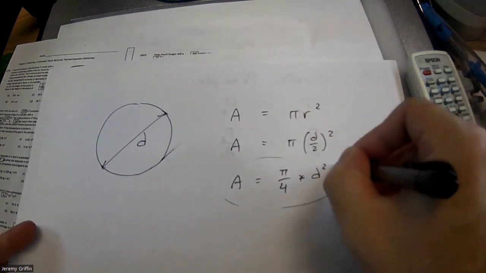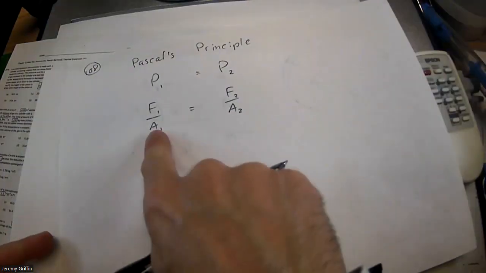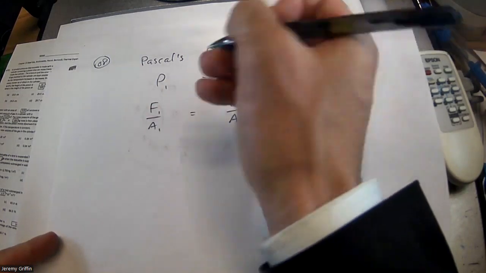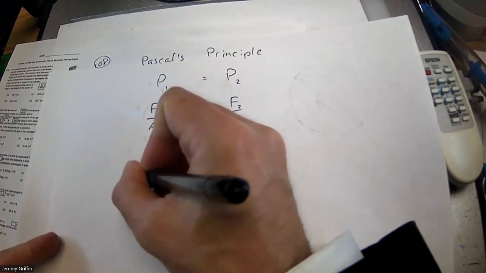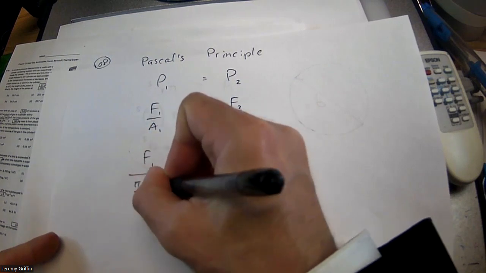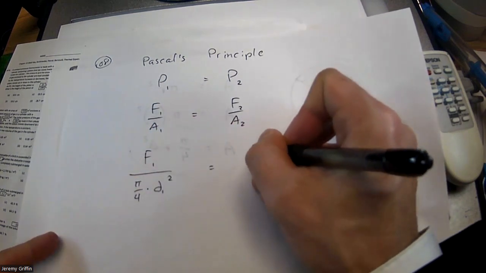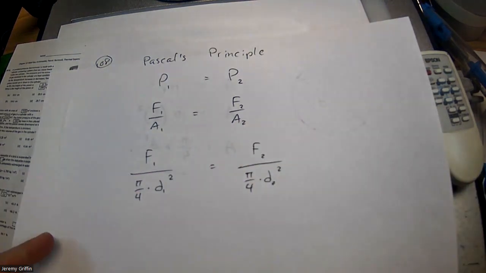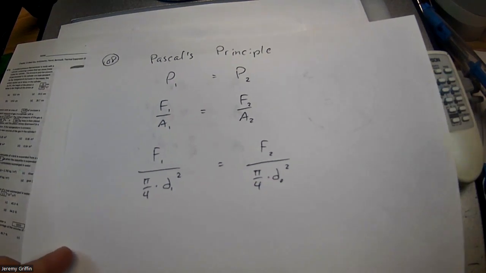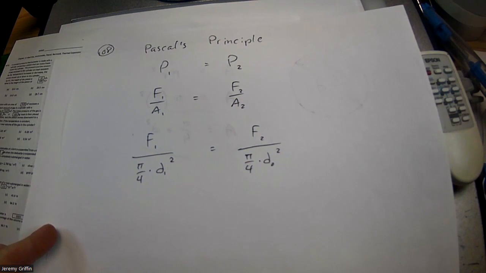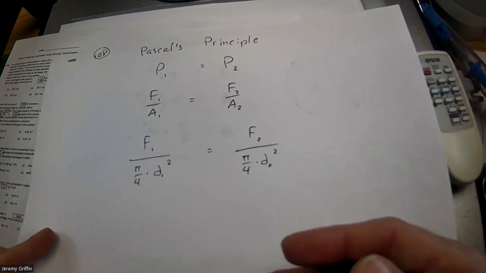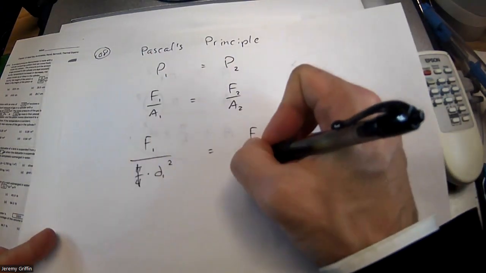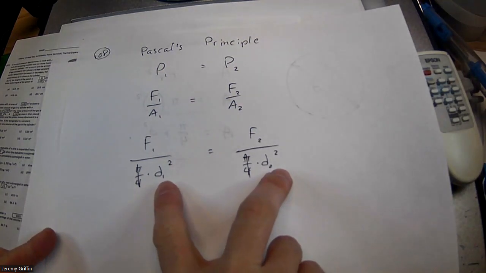I'm going to take this and substitute that for this area, because again, I gave you guys diameters. So this would be the input force divided by pi over 4 diameter 1 squared is equal to output force divided by pi over 4 diameter 2 squared. Now, next thing that happens, this happens a lot with proportions, is that the pi over 4 part cancels out anyway. So even if you miss that detail, the important thing is that it's a squared relationship with the diameter, right?